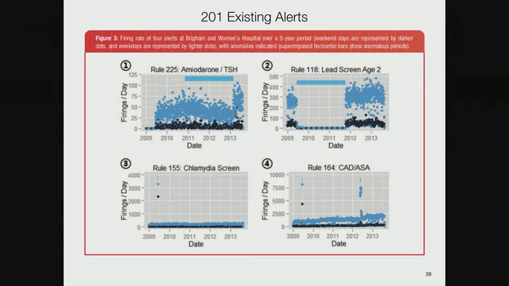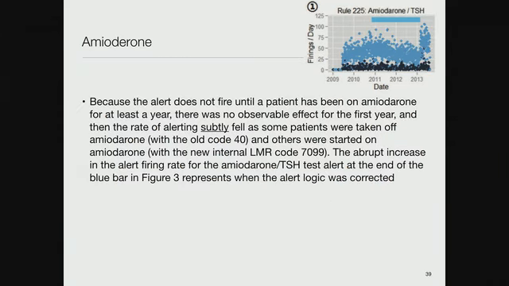Well, I'll talk about some of the others as well. So this was the amiodarone case. It fell subtly as some patients were taken off the drug and others were started with this new internal code. And as I said, the alert logic was fixed back in 2013.